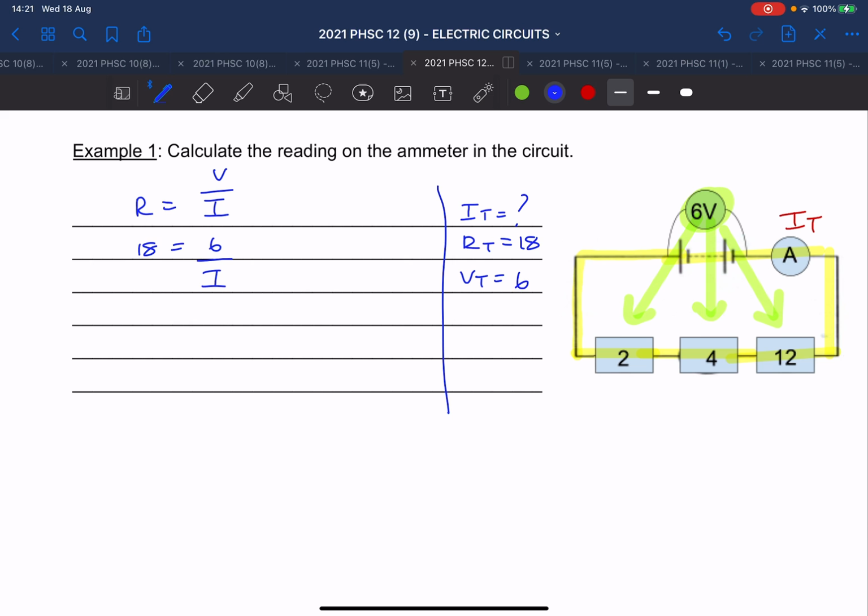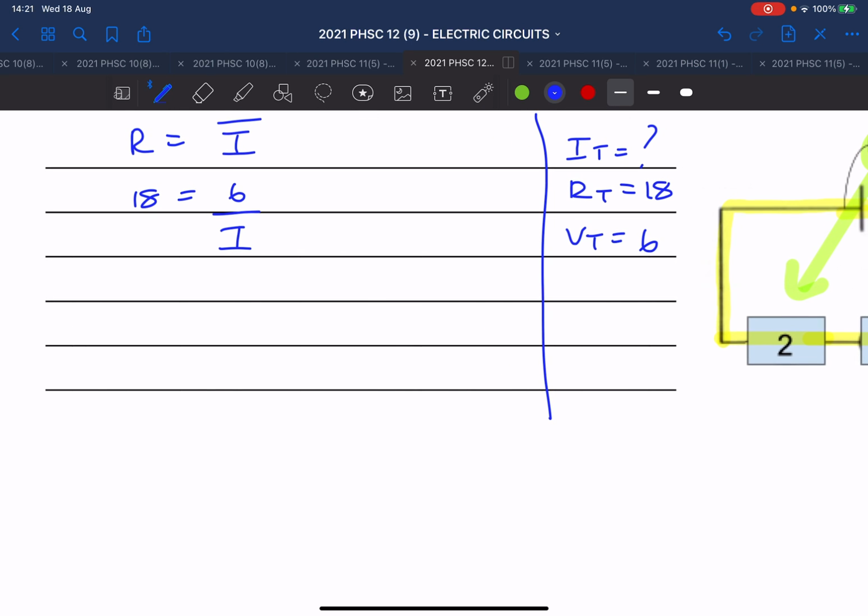That's 6 over I. You see the I is at the bottom. We don't like it there, so we crisscross. So we have the current is 6 over 18, and that gives you 0.33 amperes. Okay, so it's a refresher on series circuits.